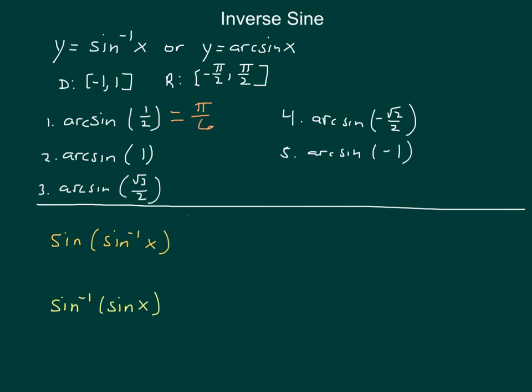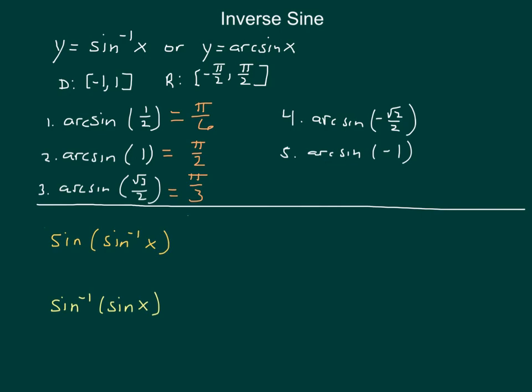Arc sine of 1. We want the angle on the unit circle from negative pi over 2 to pi over 2 that has a sine value of 1. Well, that's one of our quadrant angles, and that's going to be pi over 2. The third one is the arc sine of square root 3 over 2. Again, we're looking for an angle from negative pi over 2 to pi over 2 that has a sine value of square root 3 over 2. If you remember, this one comes out to be pi over 3.